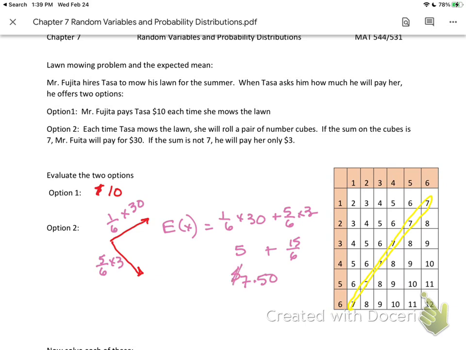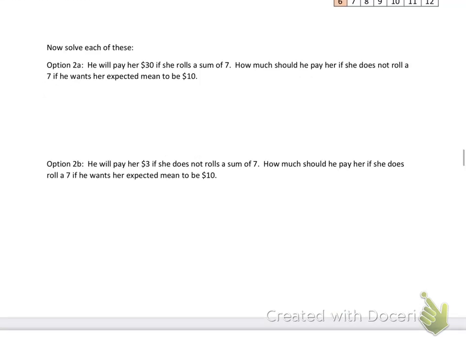So if she was wise, she would not want to hedge her bets and just go ahead and take the $10 per mowing event. Okay, so that's options 1 and 2. I thought that was kind of interesting how you can use expected value to compare the two situations. Okay, let's go on to the next page because there's more discussion to follow.